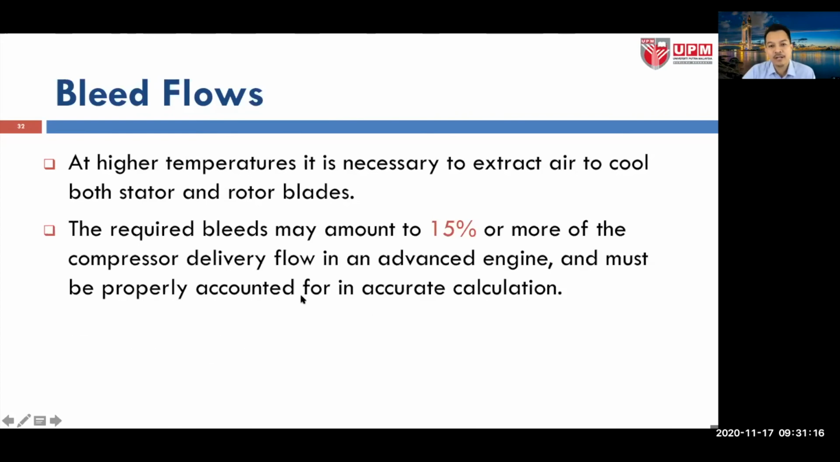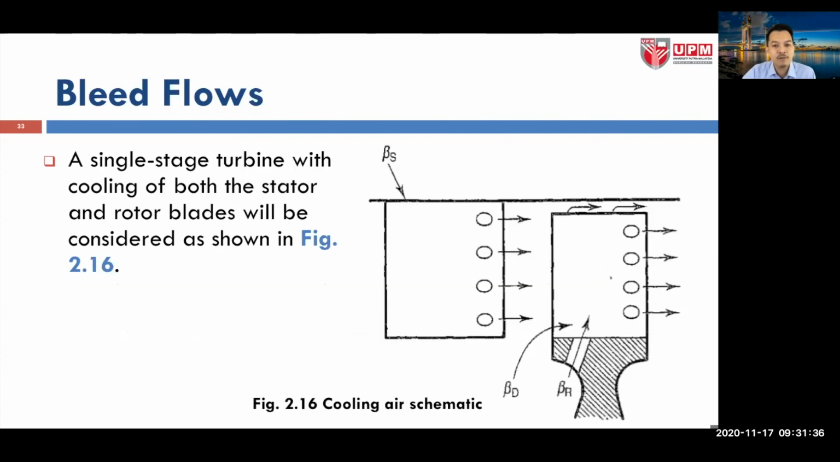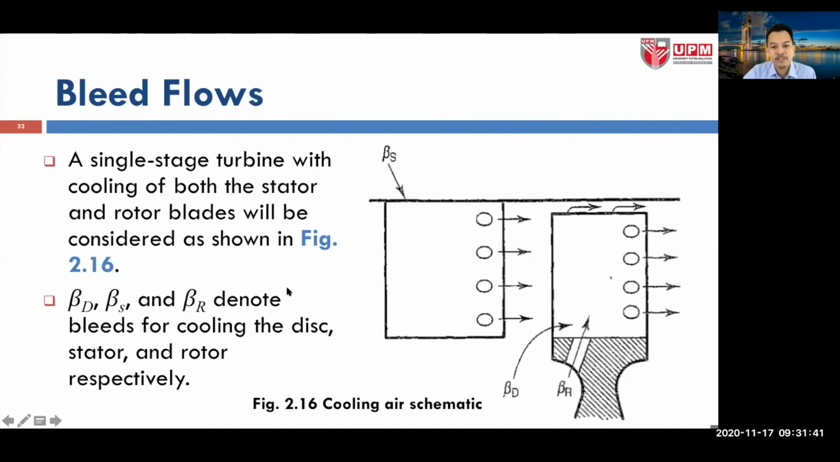in accurate calculation. So you have to take into account this 15% m dot coming into the mainstream of the air. And then the overall air cooling system for such an engine is complex, right? But the methods of dealing with bleeds can be illustrated using a simplified example as shown here in figure 216.